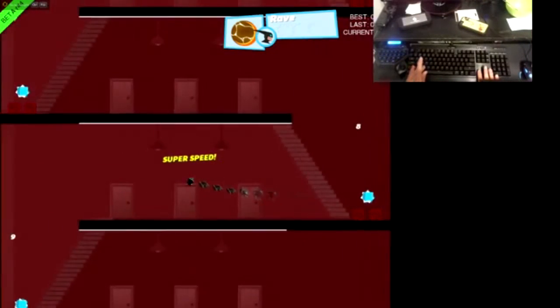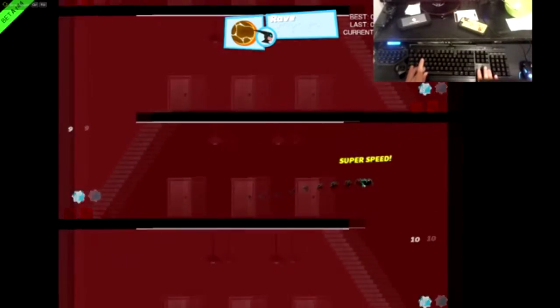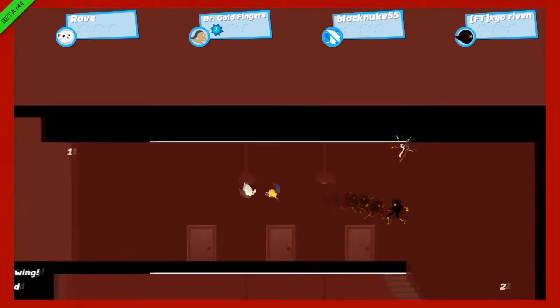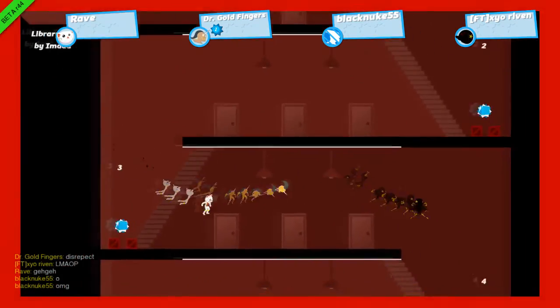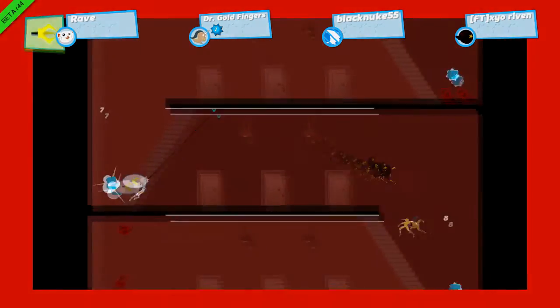Also, keep your swings as close to the ceiling as you can so you don't have to wait for them to connect, and stay tight around the corners to minimize the gap's length. Dr. Goldfingers is clearly better at this than us and easily passes us. It's still rather hard to pull off, even after mastering it, so don't be discouraged if you don't get it right away.